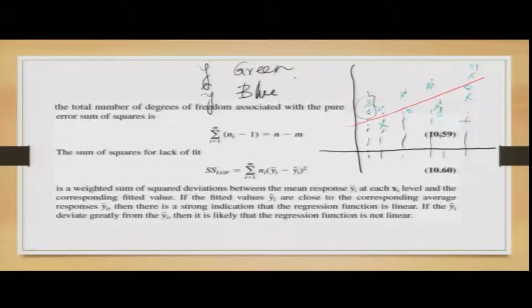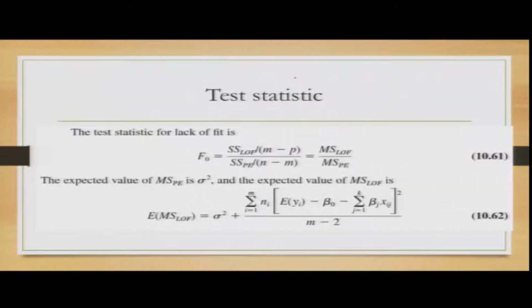So, the sum of squares for lack of fit is the weighted sum of the squared deviations between the mean response y bar at each level of x_i and the corresponding fitted value. If the fitted values y hat are close to the corresponding averages, then there is a strong indication that the regression function is linear. If y hat deviates greatly from y bar, then it is likely the regression function is not linear, and you have to take decisions accordingly whether the model is right or wrong.